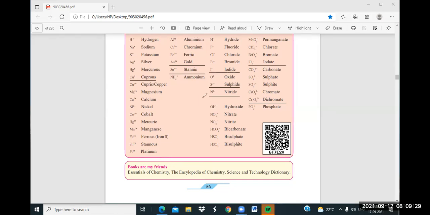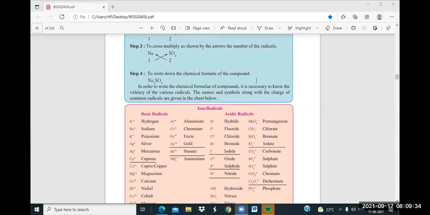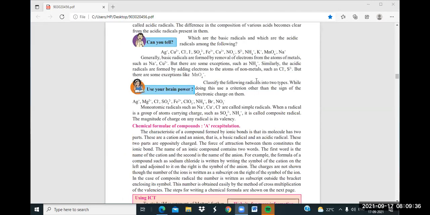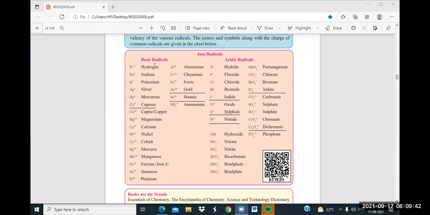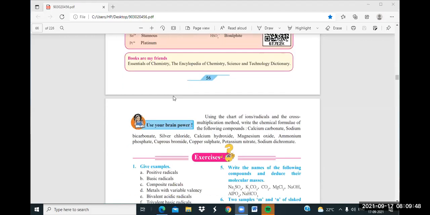Once again, you want that topic, basic radicals, acidic radicals. Basic radicals are directly written here, you can see directly in front of you. Basic radicals and acidic radicals are in front of you.